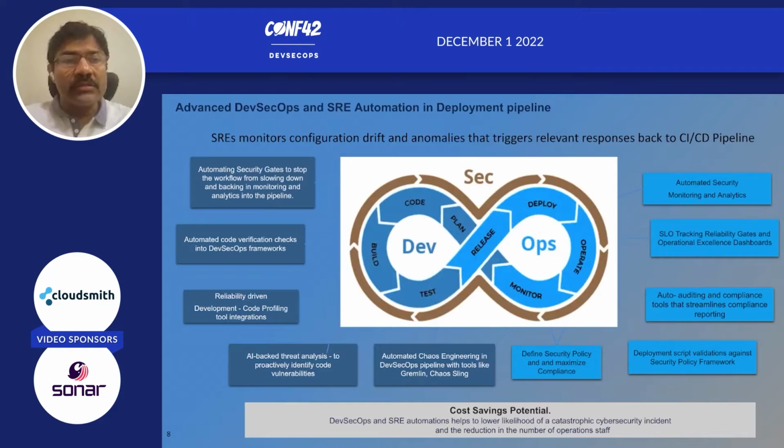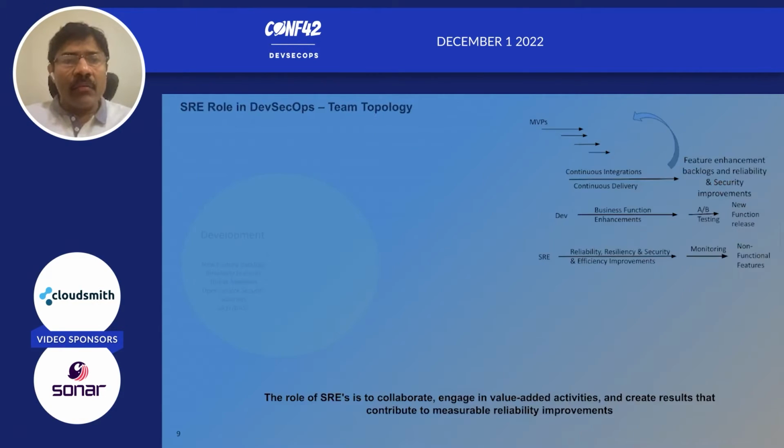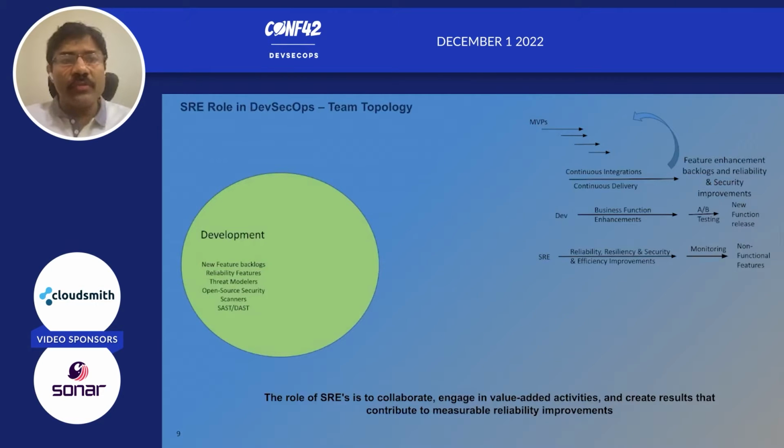So overall, these advanced techniques for automation of DevSecOps and SRE will provide a lot of cost savings potential. So DevSecOps and SRE automation, when you complete it, will help to lower likelihood of any catastrophic cybersecurity incidents, and the reduction in number of operational staff, which basically improves your MTTR and then reduces a lot of P1 tickets. So let's understand what is SRE role in DevSecOps according to team topology.